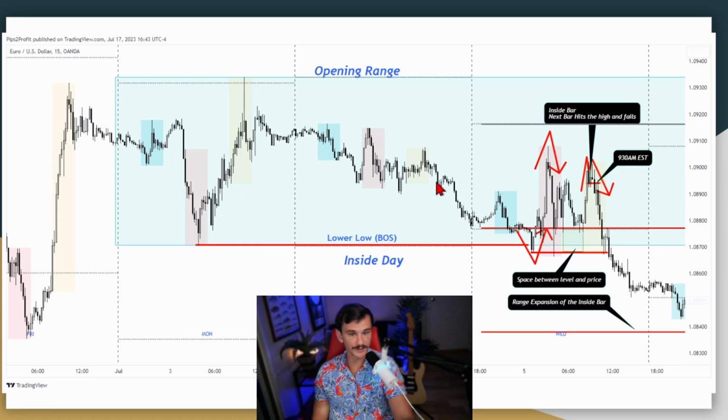They've been trading sideways in between that low and that high for 2 days. On Monday, they created an opening range. Tuesday was an inside day. And on Wednesday, they actually made a lower low right here. And then now they have pumped back up once, twice, 3 times, and then collapsed.